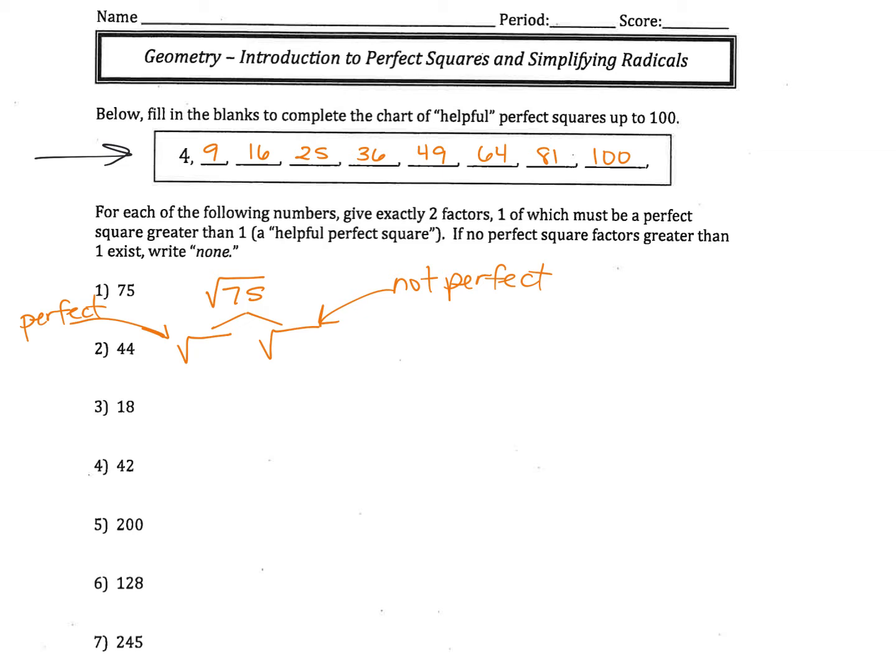So here's the idea. The square root of 75. Up here are all these perfect squares. Which perfect square is 75 divisible by? 25. So you put a 25 here. 25 times what? 3. 3 is not a perfect square.